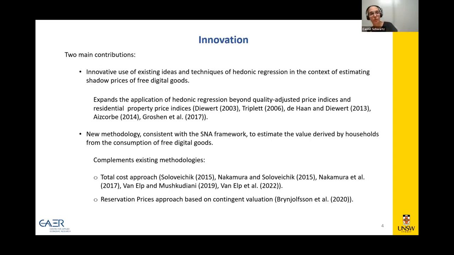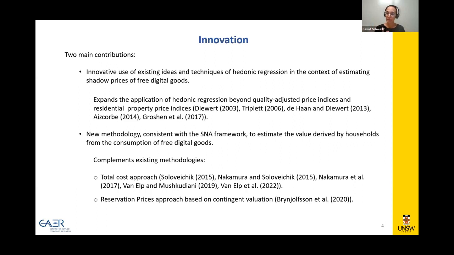Now, the second contribution that the paper offers is that it develops a new methodology consistent with the SNA framework to estimate the value derived by households from the consumption of free digital goods. And in this respect, the paper complements the existing methodologies. First, with respect to the total cost approach, again, notably the works by Soloveichik and Nakamura in the 2015 papers, Nakamura and his colleagues in his 2017 paper, and Val Epps papers from 19 and 22.